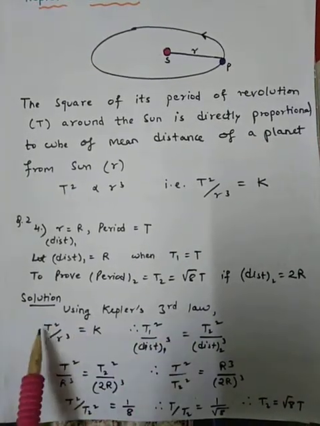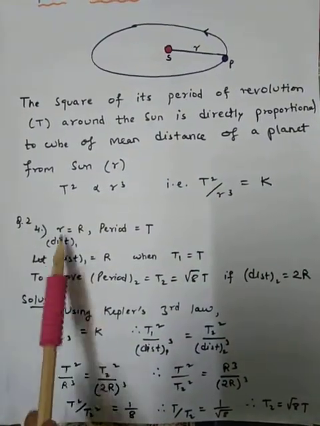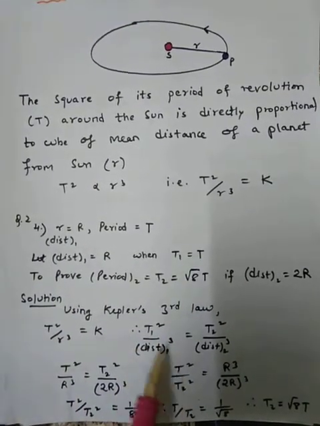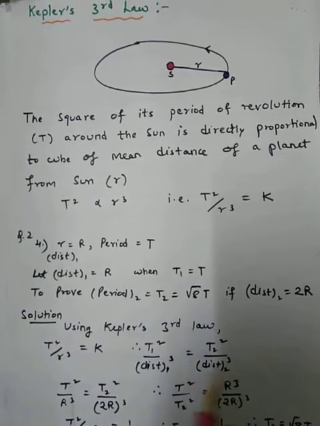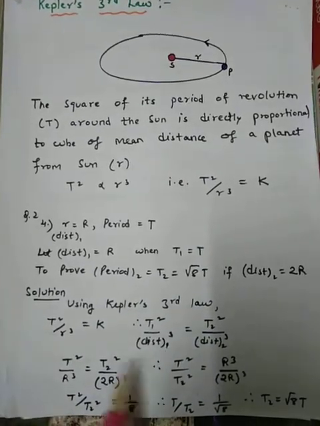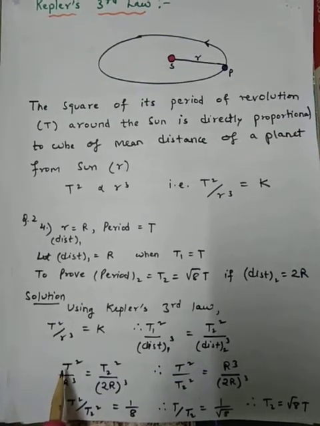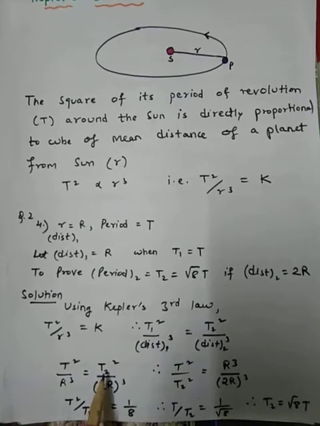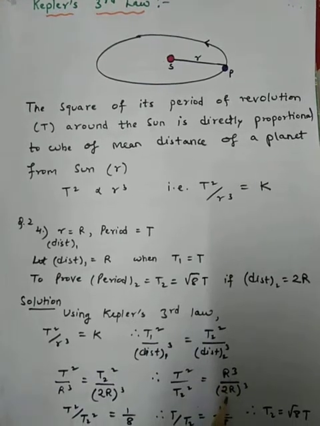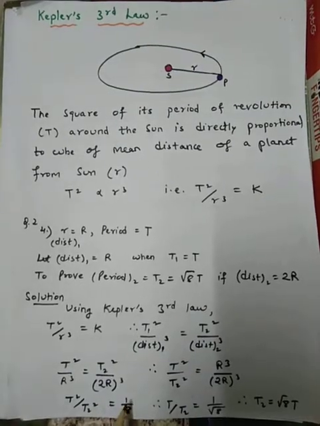Using Kepler's third law, we know t square upon r cube is equal to k, as we have already seen. So let us apply this to these two cases. So I will write t1 square upon distance 1 cube is equal to, because the ratio is constant, t2 square upon distance 2 cube. So let us substitute. Distance 1 was taken as r, and distance 2 is given to be 2r. T is given as the first period, and period 2 we have supposed to be t2. Substituting this, when I take r cube and open this bracket, it is going to be 8 r cube. R cube will get cancelled, and on the RHS we will be left with 1 by 8.